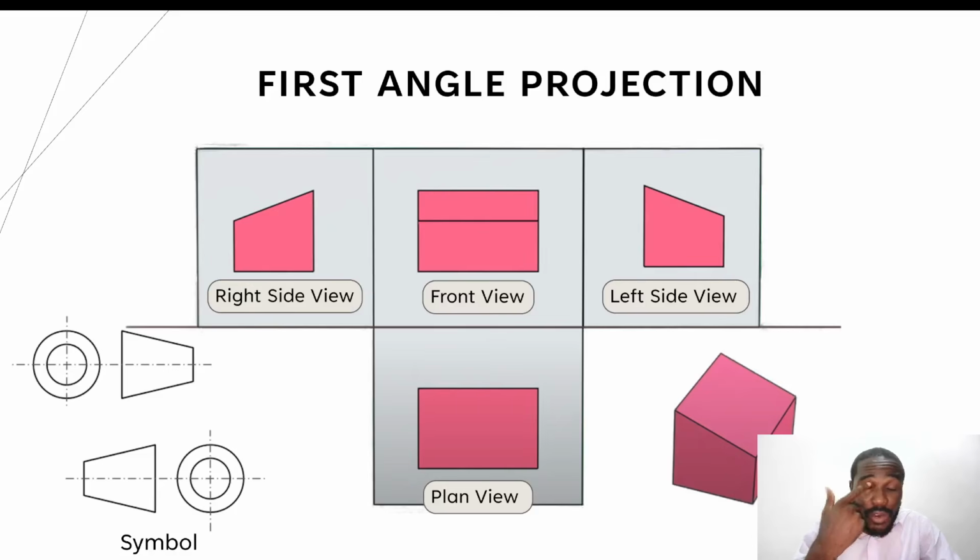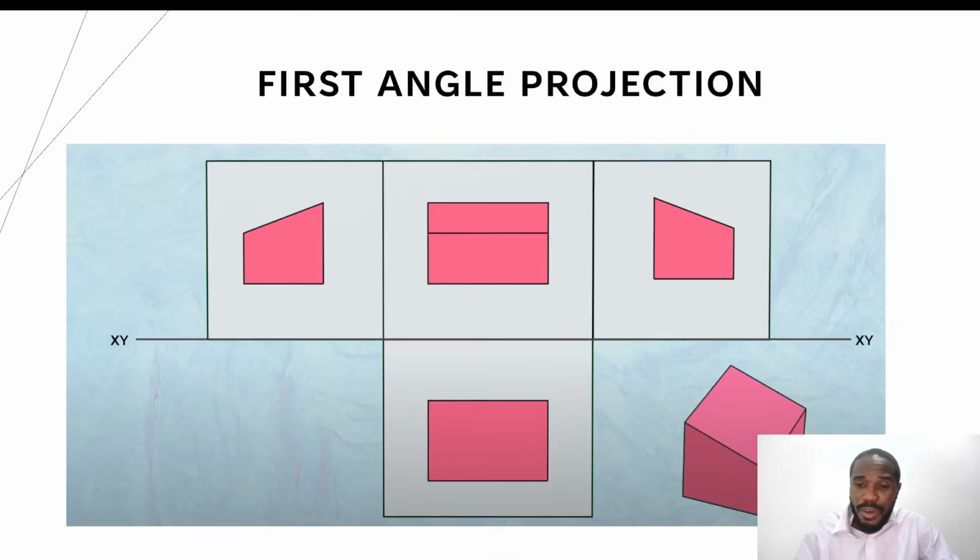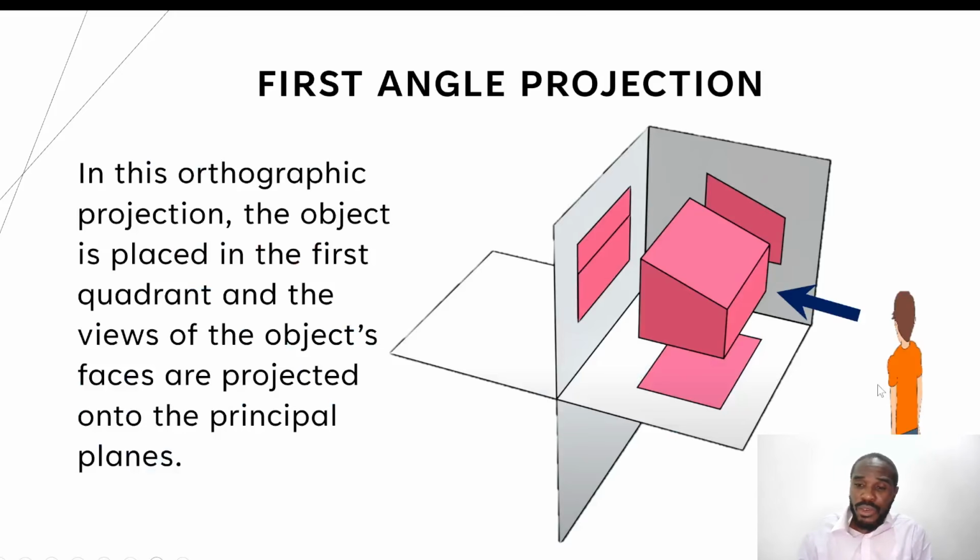Now, for the first angle projection, note that what you see on the right side of the object is projected to a plane on the left, and what you see on the left side of the object is projected to a plane on the right. Okay, so if we come back here, you look at this young man standing here. His left is this face that is facing us, as it were. We're looking at our screens, right?